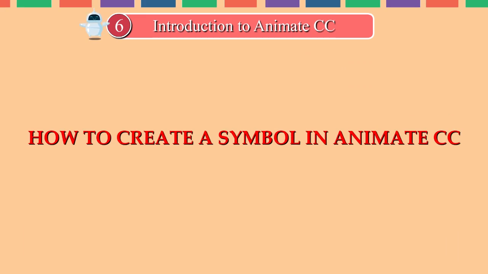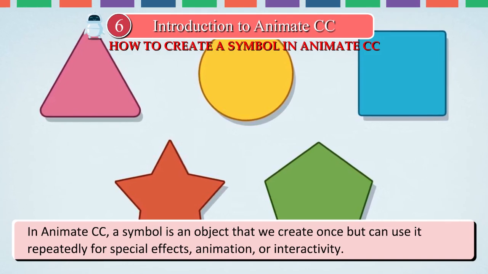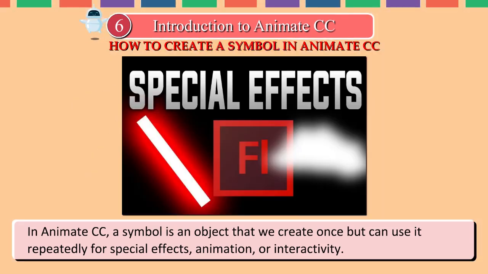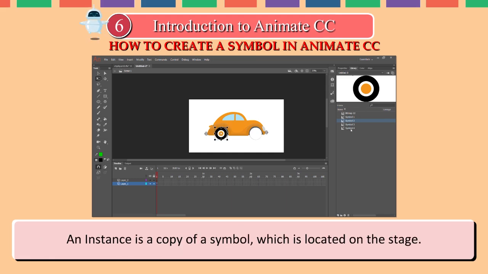How to create a symbol in Animate CC? In Animate CC, a symbol is an object that we create once but can use repeatedly for special effects, animation, or interactivity. Symbols are stored in the Library panel. When we drag a symbol, Animate CC creates an instance of a symbol. An instance is a copy of a symbol which is located on the stage.